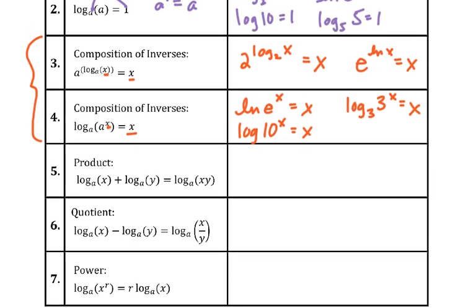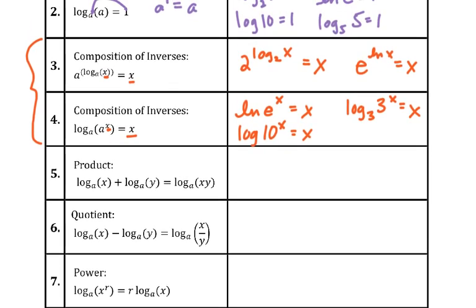Okay, we have 3 more properties here. We have a product property of logs. So if you have 2 logs that have the same base and you're adding them, we can condense them together, and that new argument would be the product of those arguments.